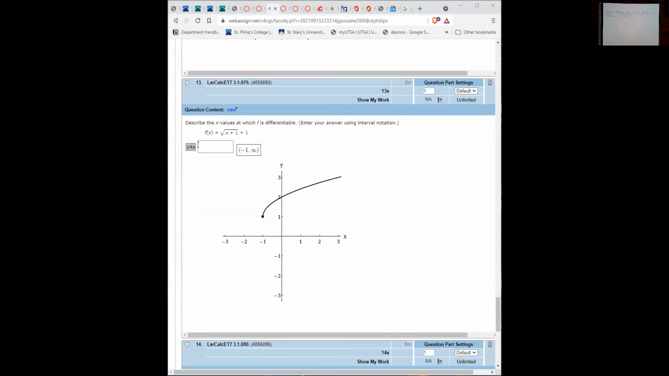This guy here, where is it differentiable? Well, wherever the function is defined, right? I don't see any weird cusps or V's or anything, no strange shapes, no holes or asymptotes. So from -1 till infinity, we can differentiate. There's no problems.